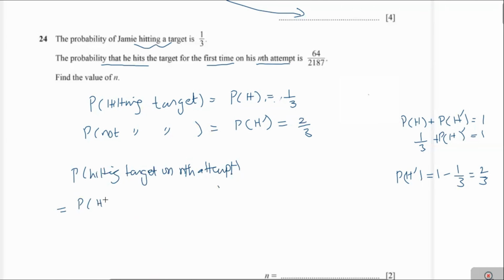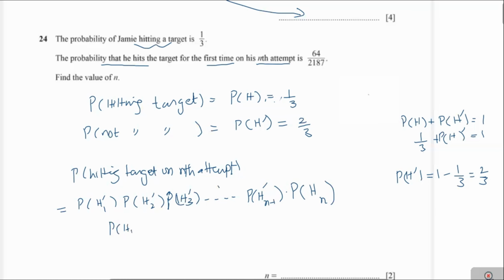probability of not hitting target on first attempt, we name it as P(H1'), and probability of not hitting target on second attempt, we name it P(H2'), and same is probability of not hitting target on third attempt, we name it as H3', and so on. The probability of not hitting the target on the (n − 1)th attempt will be P(H(n−1)'). And the probability of hitting the target on nth attempt, we name it as P(Hn).